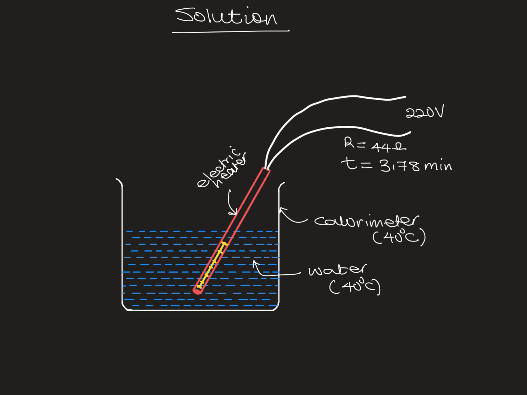So how do we approach this problem? We always have to ask ourselves which object is supplying heat and which object is receiving heat. In short, the heat lost by one object will be equal to the heat gained by the other object. So in other words, the heater is supplying heat to the water and also to the calorimeter. So the heat supplied by the heater will be equal to the heat gained by the calorimeter and the heat gained by the water.